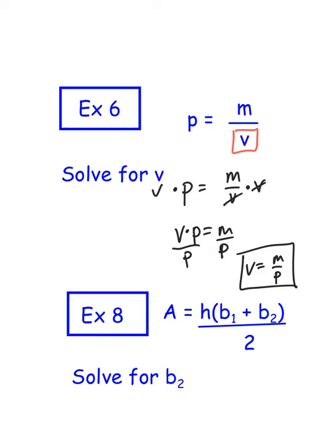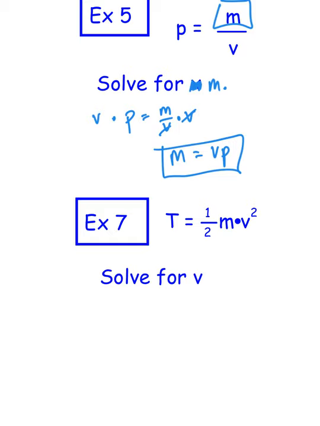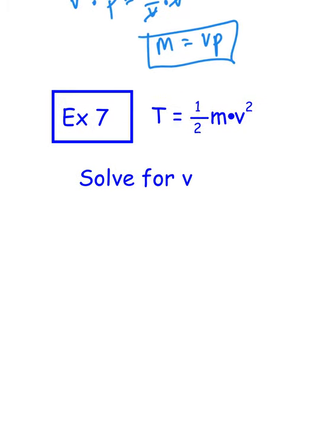All right, let's look at example 7. And really all we're doing here is we're undoing these order of operations. So we're undoing addition, multiplication, division by doing the inverse of those. So this one says solve for V, and we're going to do that. I'm going to rewrite this. T equals 1/2 times M times V squared. And this is an equation for kinetic energy in physics, and oftentimes in physics you need to rearrange these equations to solve for a certain letter.